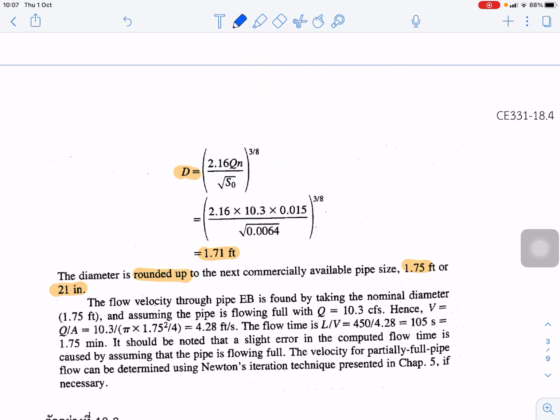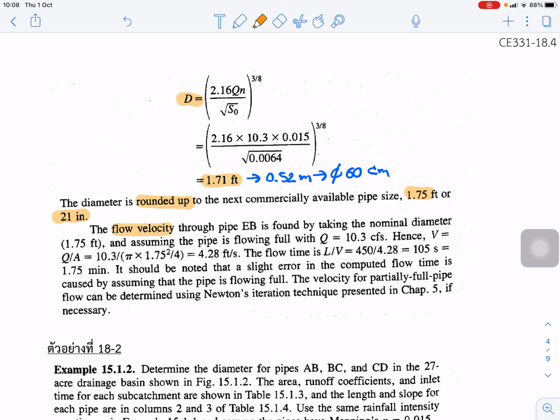If we want to apply this with the catalog in Thailand, we can convert from feet to about 0.52 meter, or we can choose a diameter of about 60 centimeters for this sewer. And next, estimate the flow velocity through pipe EB by taking the diameter 1.75 and the flow 10.3. V is equal to Q divided by area, so we got 4.28 feet per second, and the flow time is equal to length divided by velocity. So we got 1.75 minutes.